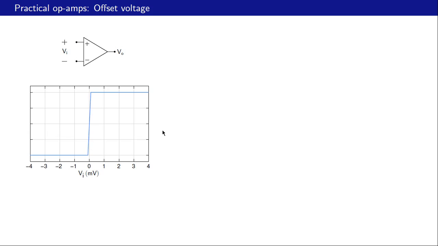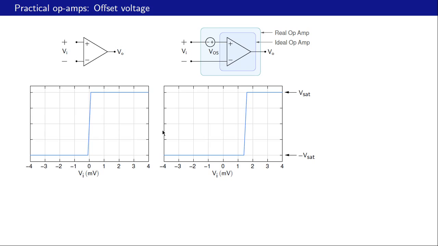But that is not what happens in a real or practical op-amp. For a real op-amp, this situation is more likely, something like this. And we notice that this linear region is now shifted with respect to 0 by a certain voltage. And this is because of something called the offset voltage. Now let us see where the offset voltage is coming from, what its origin is, and then we will see how to represent it.